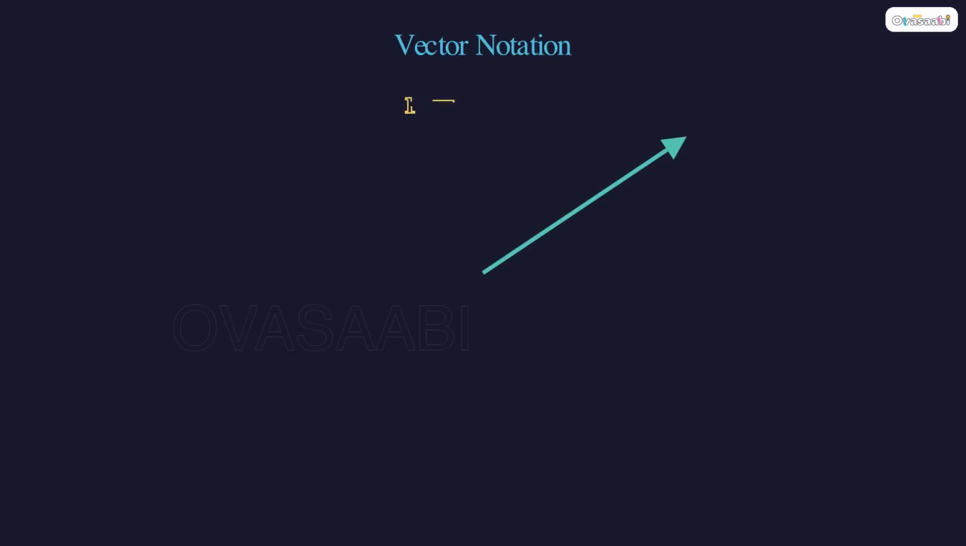Any vector can be written as ai plus bj. For example, 3i plus 2j means go 3 units right, then 2 units up.